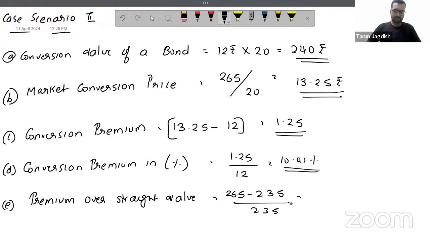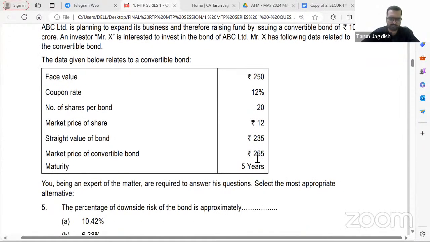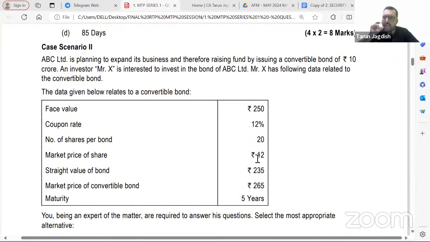Sir, can you just show these figures, how you got 265, 235? I'll show you. You get the answer as 12.76%. See, market price is 265, but the straight value of the bond is only 235. So you have a premium of 30 rupees over there. 30 rupees of premium on a base of 235 will give you the amount in percentage. Are you all clear with this part?